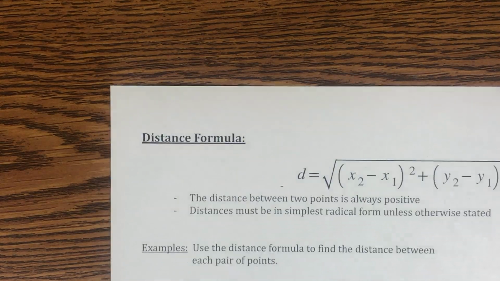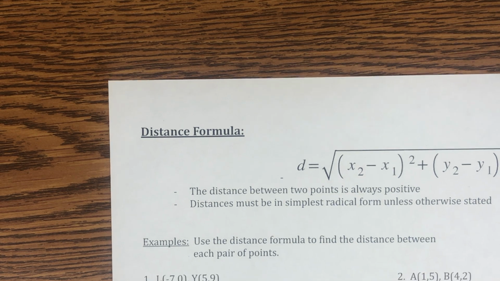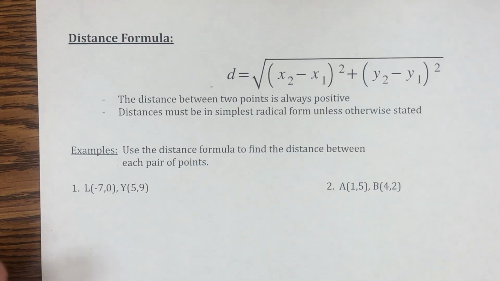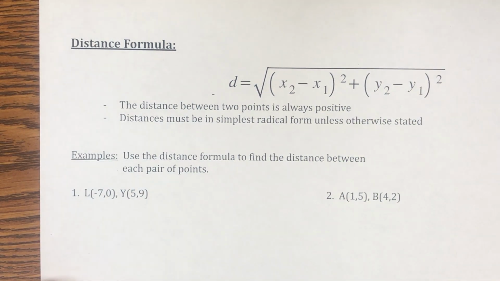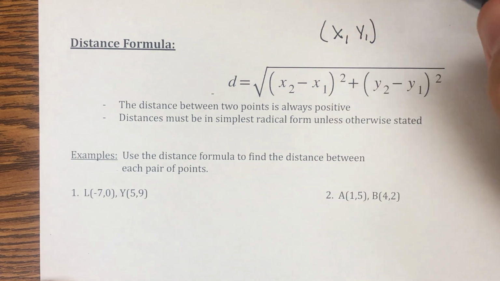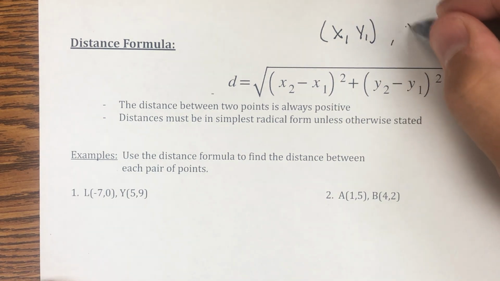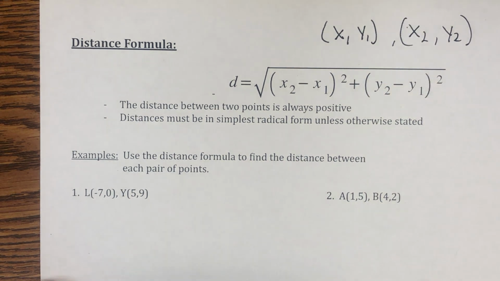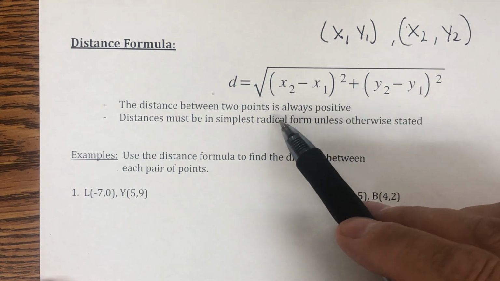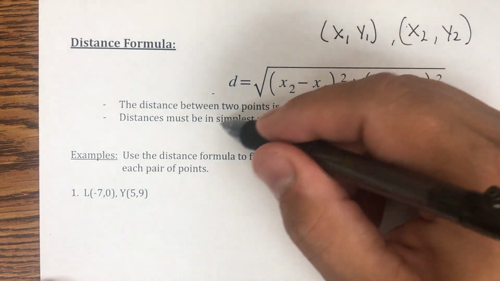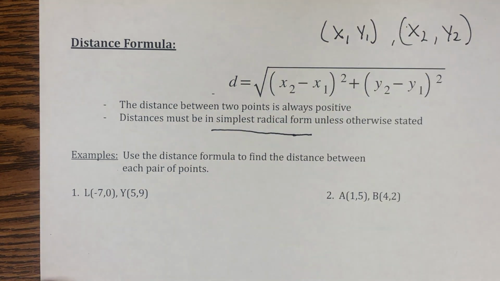Last goal for today is to use the distance formula. And the distance formula is derived based off the same thing. I'm given 2 ordered pairs. The first one I'm just going to let be x1, y1. And the second point is x2, y2. Okay? And we're going to plug it into the formula. Just have to substitute it in and simplify. We're going to keep it in simplest radical form unless otherwise stated. So we are going to have to simplify the radical.